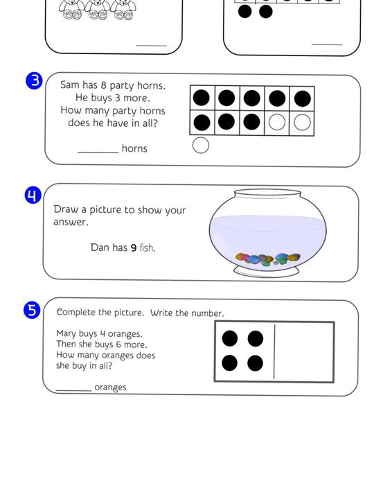Write the number. Mary buys 4 oranges. Then she buys 6 more. How many does she buy in all? So you need to finish the picture showing how many more she bought, and how many she bought in all goes on the blank. Pause your video until you're finished.